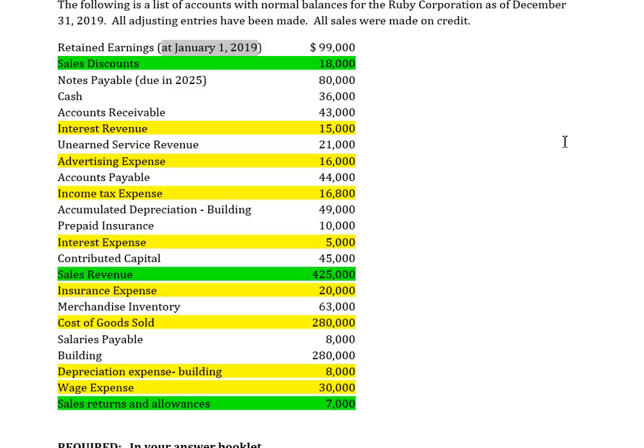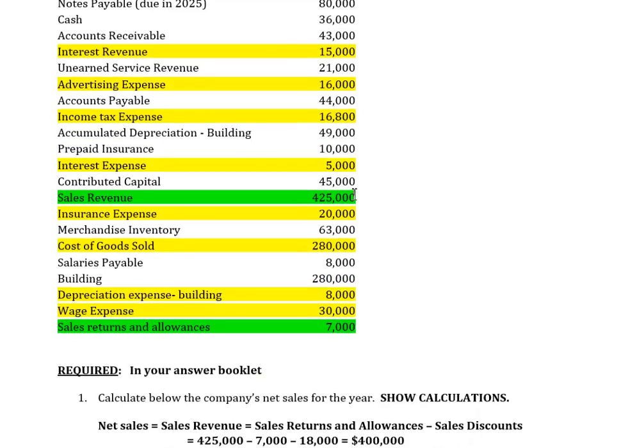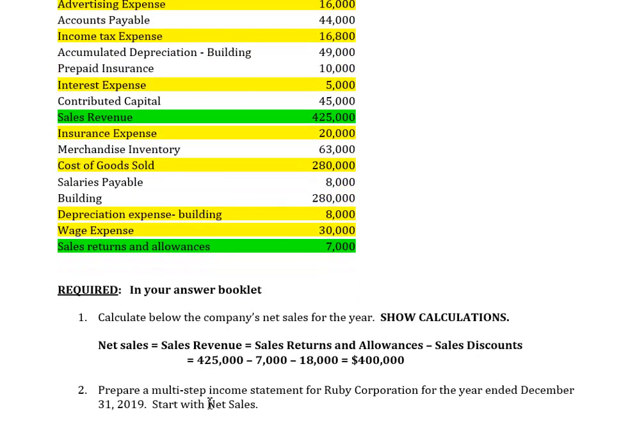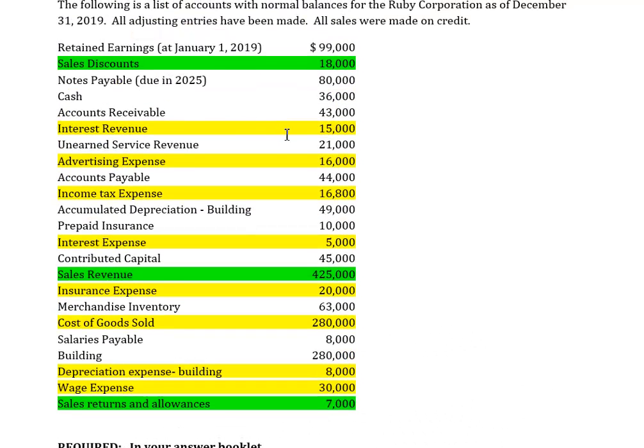So remember how you did the statement of retained earnings. You started with your opening retained earnings, you added net income, and you deducted any dividends declared. Well, we can see here we have our opening balance of retained earnings. We already calculated our net income. We did our multi-step income statement. We don't in this example have any dividends declared, but if we did, we would deduct them, but we don't.